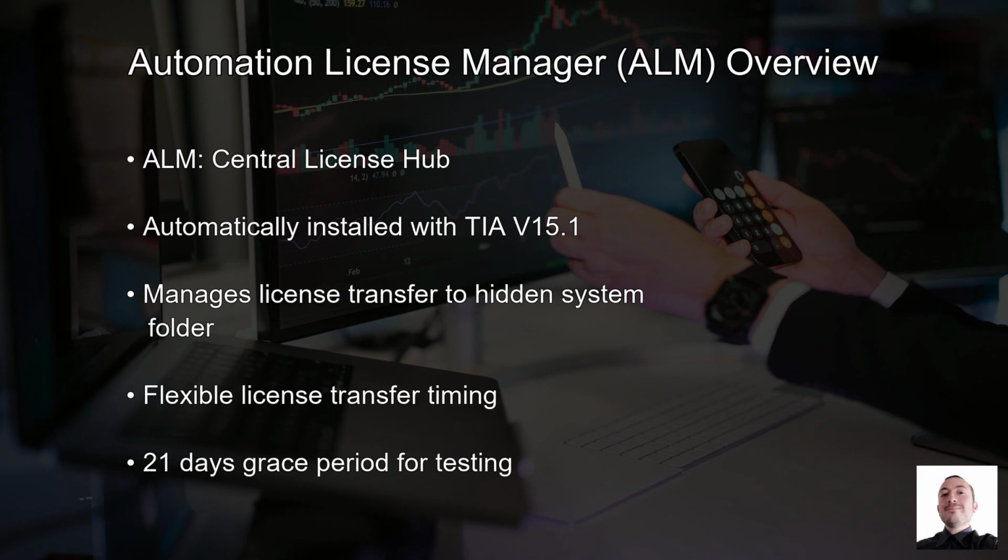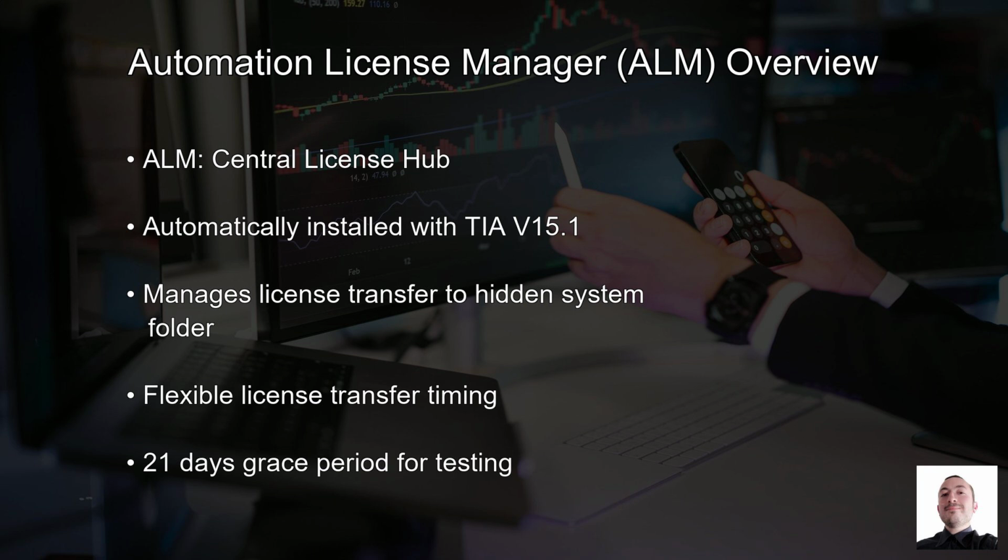The Automation License Manager, or ALM, is your central hub for managing software licenses in the Siemens automation ecosystem. Think of it as the control tower that ensures all your licenses are properly allocated and activated. When you install TIA v15.1, ALM is automatically installed alongside it.